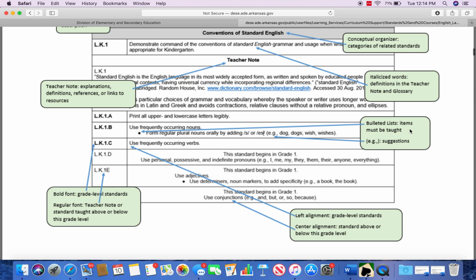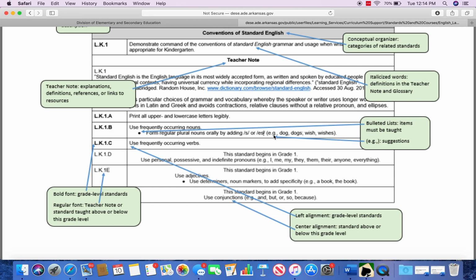The bulleted list items must be taught. If it has a bullet, this is an item that must be taught in this grade level. Okay, so pay attention to those bullets. Here's another bullet. In using adjectives, they need to use determiners, noun markers, and to add specifically. Okay, so pay attention to those bullets because those are the specific things that must be taught.